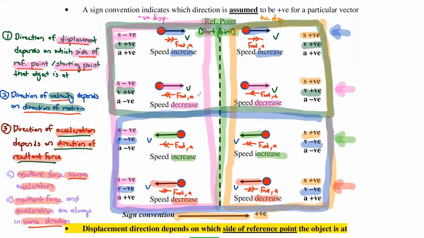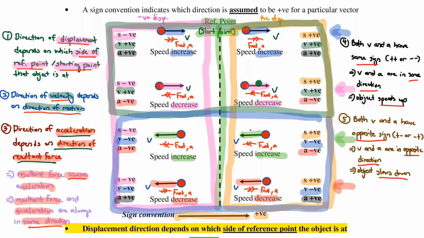Finally, to determine whether the acceleration is going to be positive or negative, we compare it with the sign convention again. If the acceleration direction is in the same direction as the sign convention, then it will be positive, just like the first and last row. On the other hand, if the acceleration direction is opposite to the sign convention, then it will be negative, just like the second and third row.